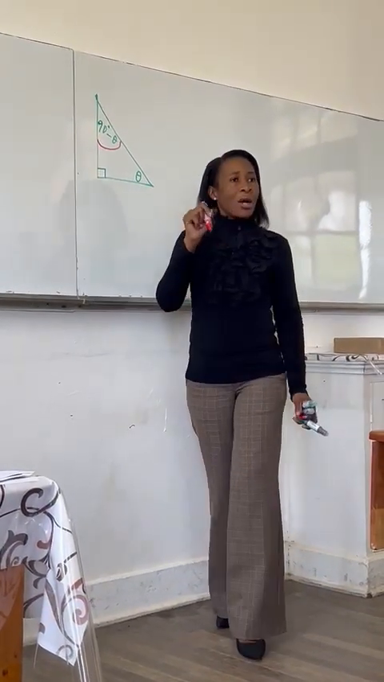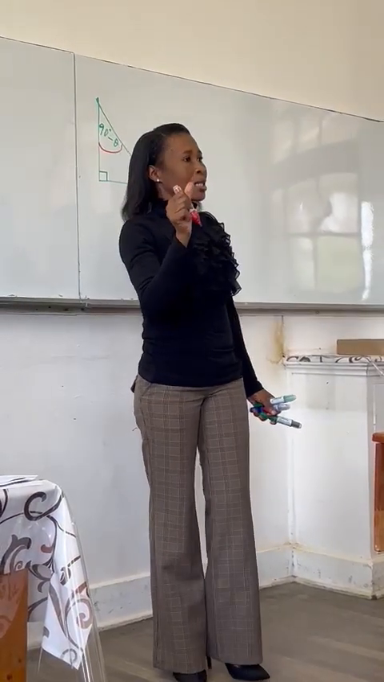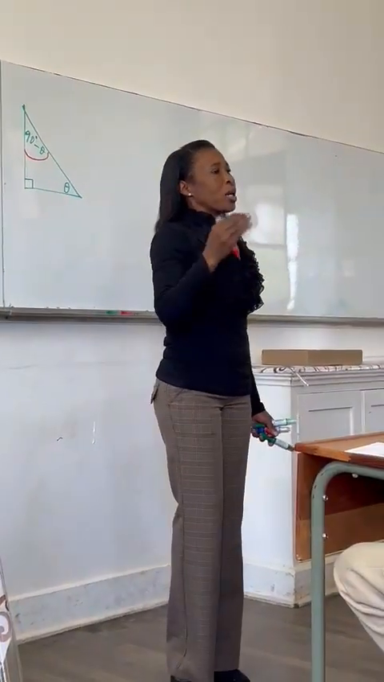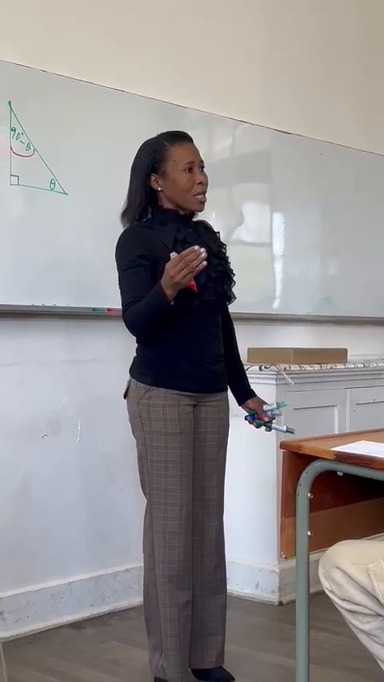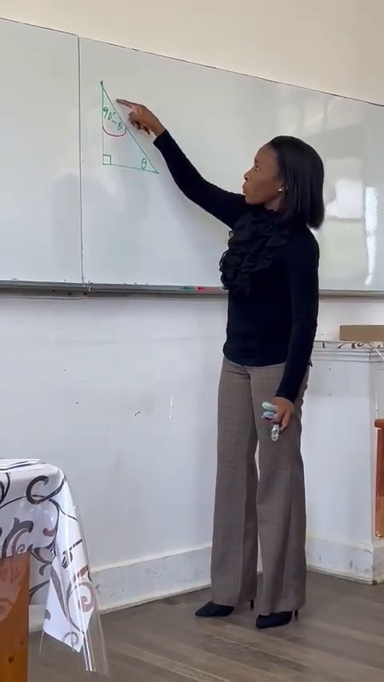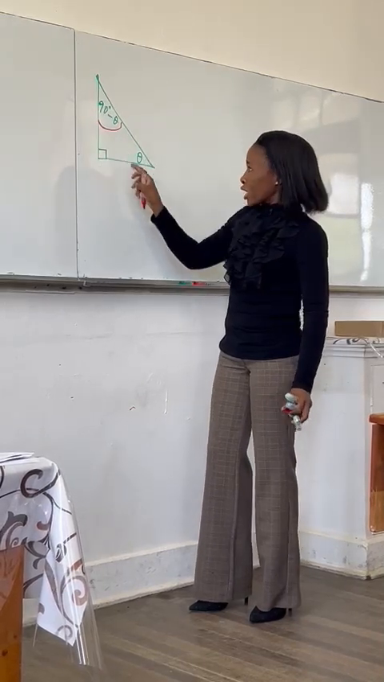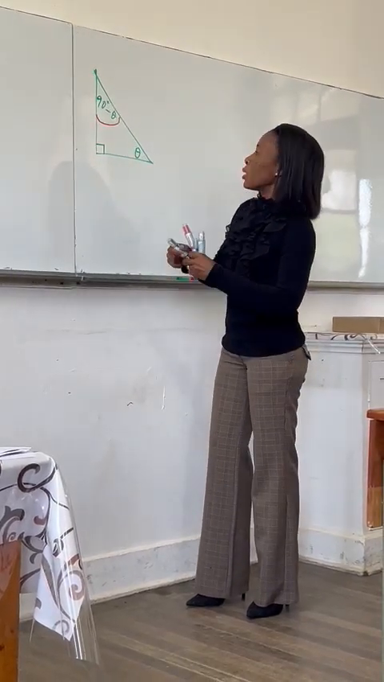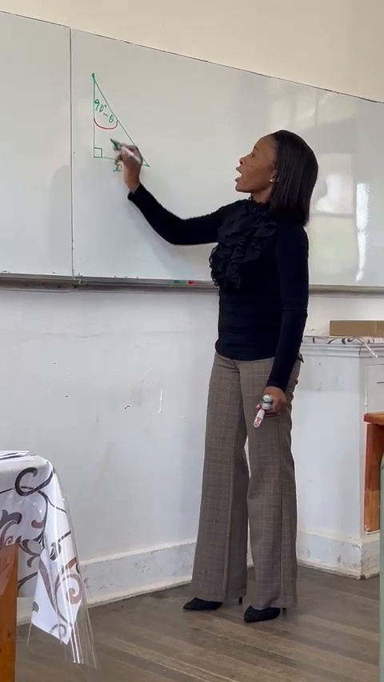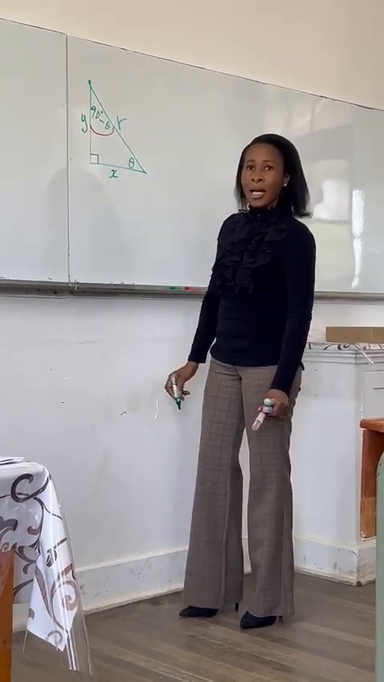There is a challenge nowadays with the poor boys and girls. They don't know the difference between opposite and adjacent. They don't have a challenge with the hypotenuse side because it's the side opposite to 90 degrees. The only challenge is this one. So allow me to label this one X, Y, and R.